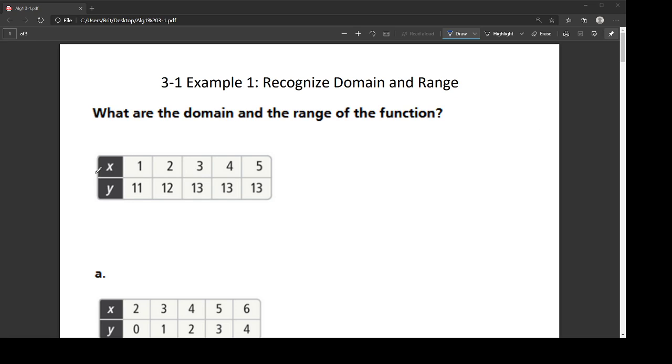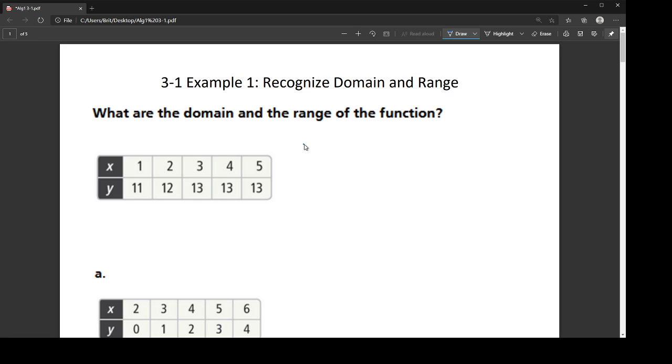So here I have a table of values where I have the x and the y. Now understand that each of these represents an ordered pair. So like this first set is the ordered pair 1, 11. The second set is the ordered pair 2, 12, and so on and so forth. So understand when we're talking about the domain and range, we're talking about points that exist on a coordinate plane. Okay, they're points in space. And sometimes it's easier to list the points as a table because it saves room on a paper.